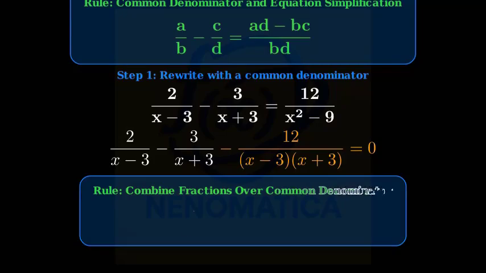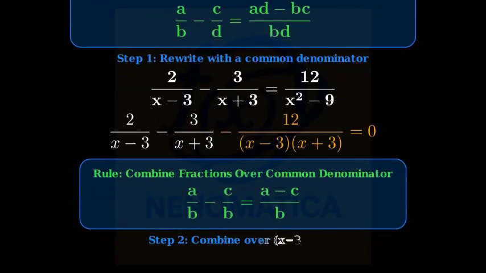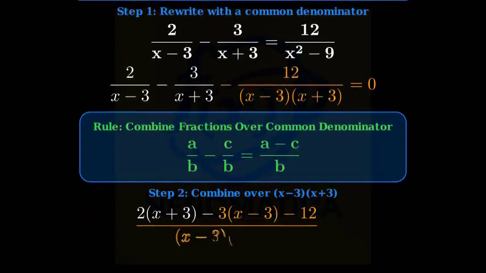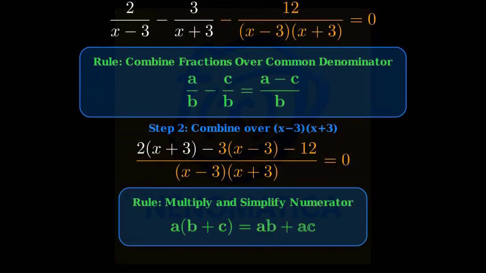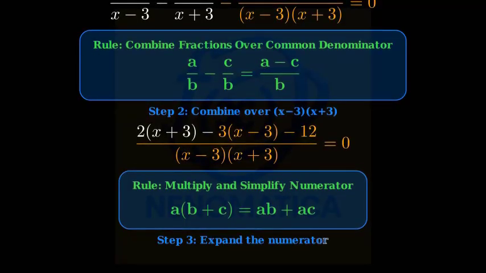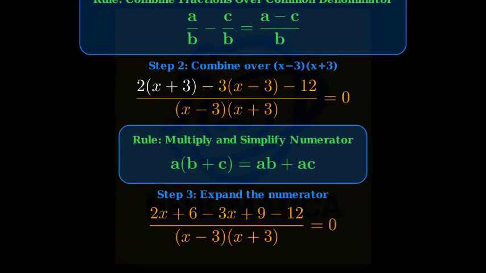Step 2. Combine all terms over the common denominator x minus 3 times x plus 3. This gives the single fraction with numerator 2 times (x plus 3) minus 3 times (x minus 3) minus 12. Step 3. Expand the numerator using distribution. 2x plus 6 minus 3x plus 9 minus 12 all over the same denominator equals 0.